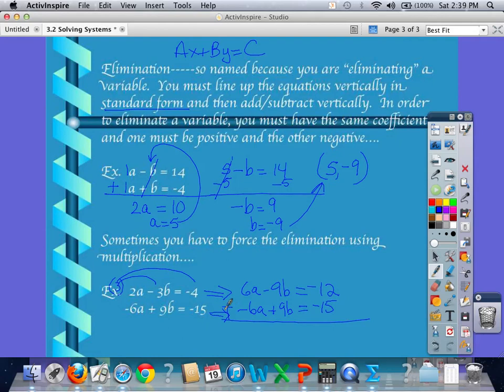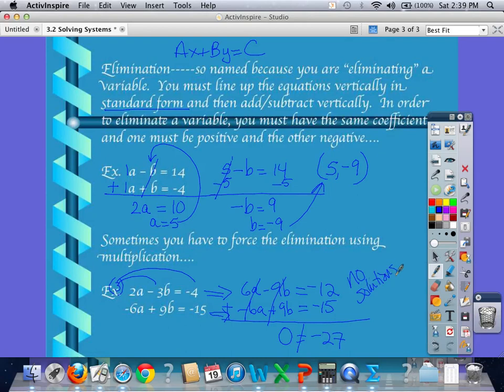Okay? Now, again, this is now adding. Okay, so 6 minus 6 is going to be gone. But look what else happened over here. We have 9 and they both cancel too. So then this is just 0 over here. Okay, 0 equals, when you add these together, negative 12 and negative 15, that's a negative 27. So 0 equals negative 27. No, it does not. So this is a no solution.